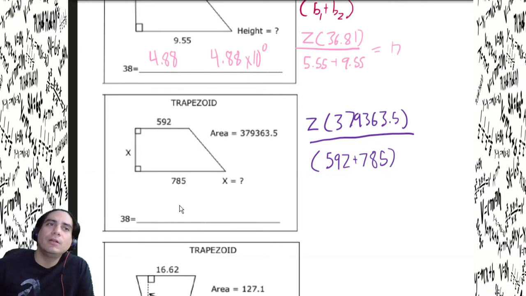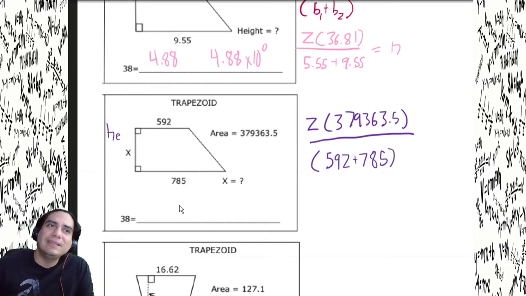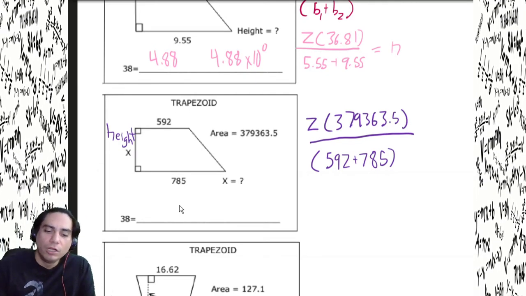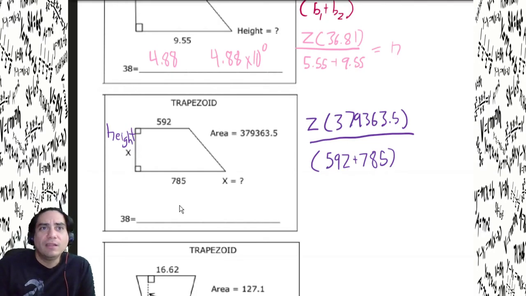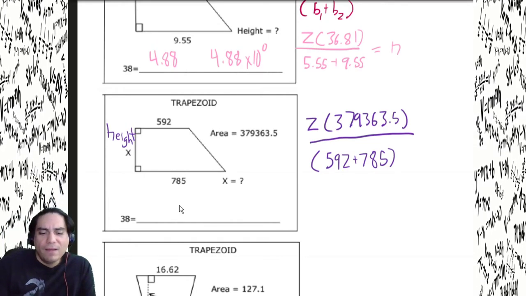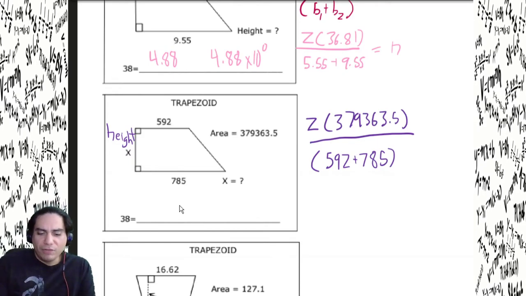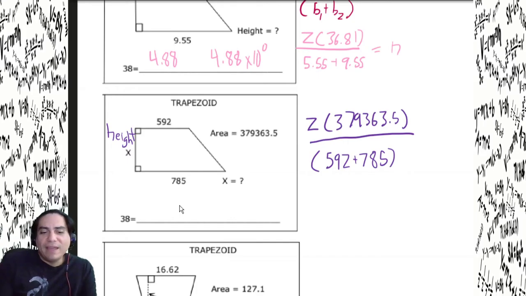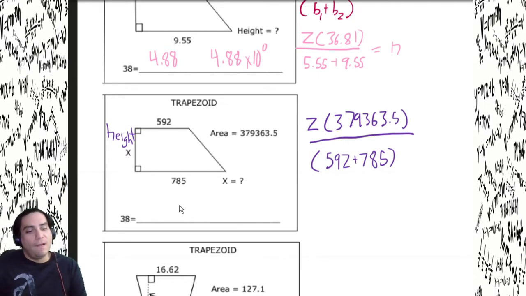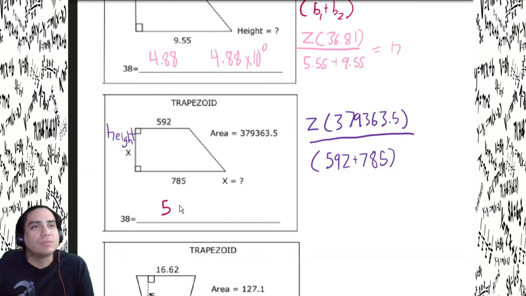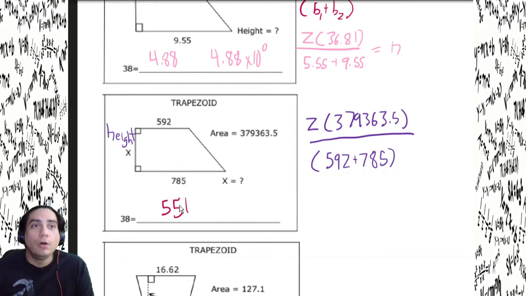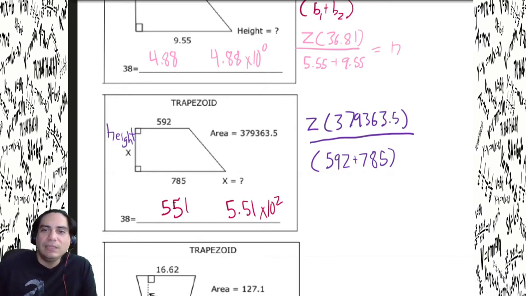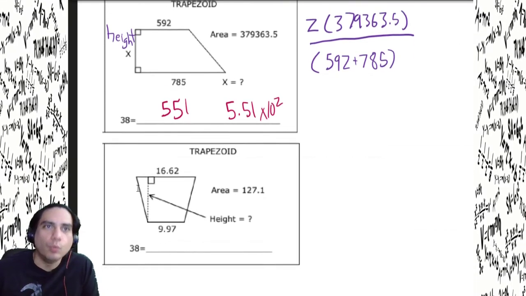It doesn't tell us here, but I hope you could see it. This is the height. That's the height, and that's what we're gonna be looking for. So we're gonna get 379,363.5 and double it. Then we're gonna get 592 and add it to 785. And then we're gonna go ahead and divide that from our doubled area. And guess what our height should roughly be in this problem? 551, or 5.51 times 10 to the second. Easy work, ladies and gentlemen, easy work.